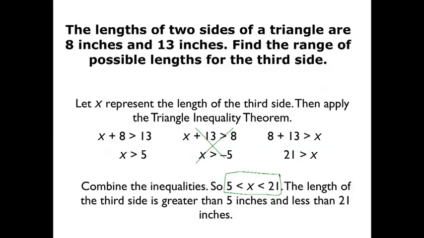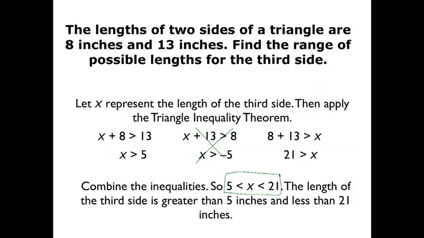You can try one. Pick 7 as a number. 7 plus 8 is 15. That's more than 13. Pick 12 as a number. 8 plus 12 is 20. That's more than 13. Pick 16 as a number. Well, then that's the bigger side. So 8 plus 13 is 21, which is more than 16. All those things are going to work, and they can form triangles.